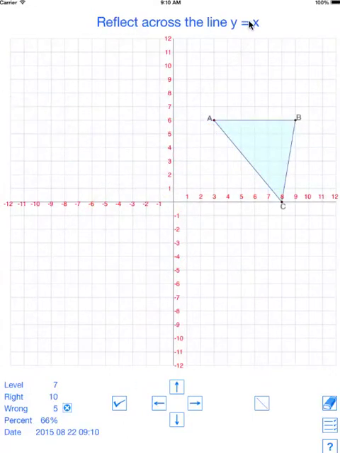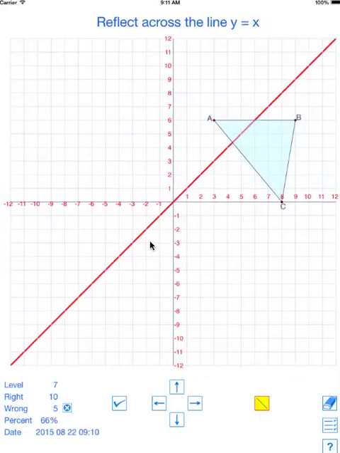Alright, when reflecting across the line y equals x, we're going to draw the line. So take your line, click on your line drawing tool and draw your line. And remember, this is the line y equals x because the y values are always equal to the x values. This is also called the bisector of the first and third quadrant, because it chops the first quadrant in half and chops the third quadrant in half. Remember, this is quadrant 1, quadrant 2, quadrant 3, quadrant 4.